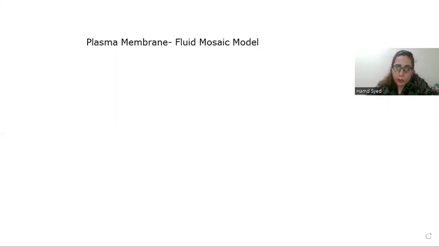Okay, so today I'm going to give a short presentation on the structure of the plasma membrane. The plasma membrane, also commonly known as the plasmalemma, is present in all eukaryotic cells. And based on its molecular organization, it's been named the fluid mosaic model. Now, what do we understand by fluid mosaic model?